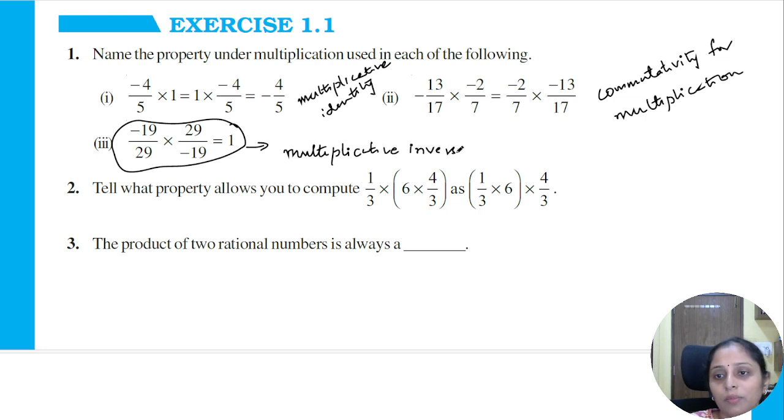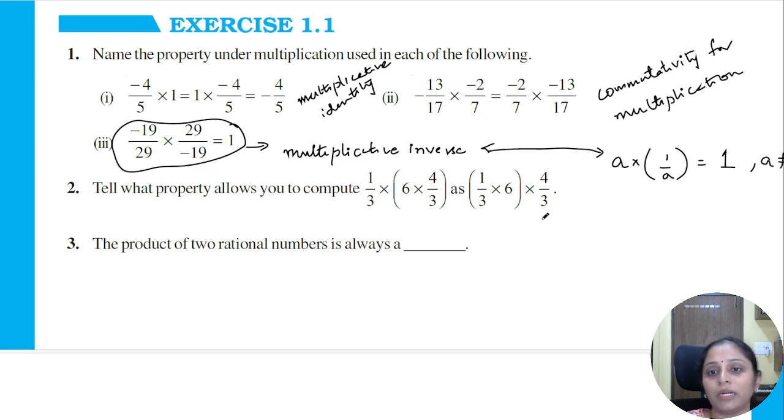Now what do I mean by this inverse? What rational number should be multiplied to a given rational number in order to get the multiplicative identity? Okay, so the answer is 1 by a, and that is the concept of multiplicative inverse whenever a is not equal to 0. So for a equal to 0, we do not have a multiplicative inverse. For any other rational number, 1 by a is the multiplicative inverse for the given rational number a.